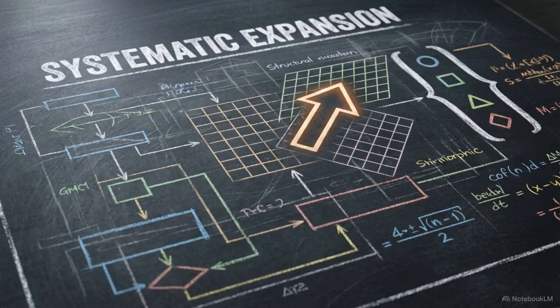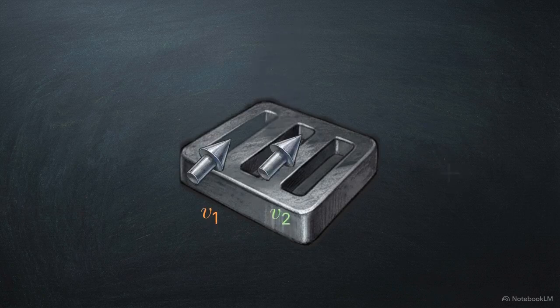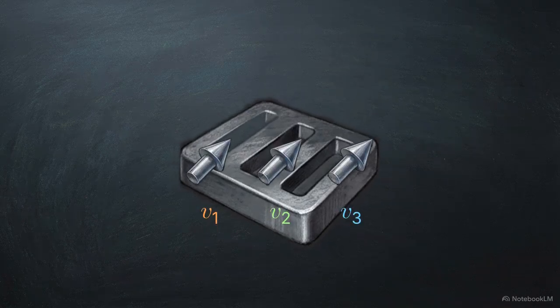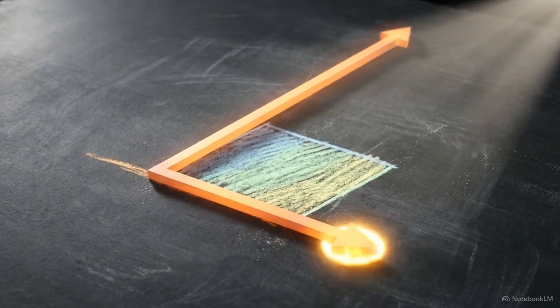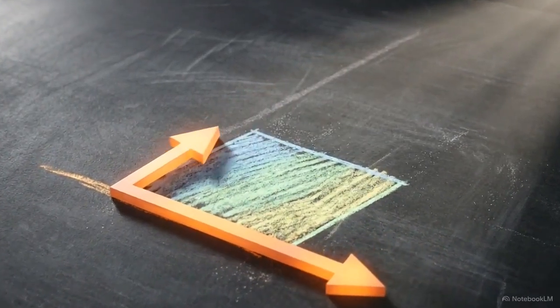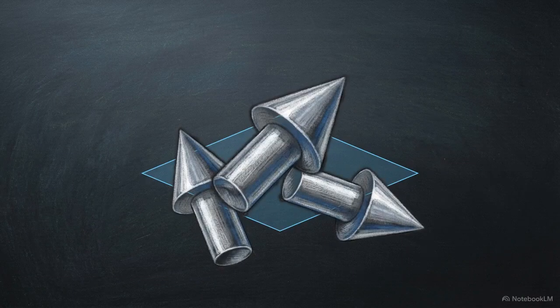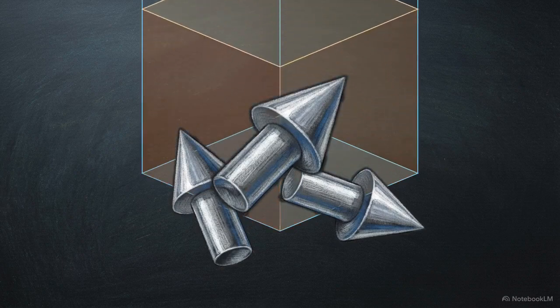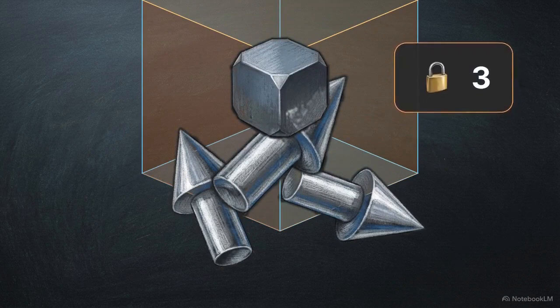We can use Theorem 5 as a practical tool for constructing these spaces. It proves that any linearly independent subset can be systematically extended, vector by vector, until it forms a complete basis. Start with one non-zero vector to span a line. Add a second independent vector not on that line, and you span a plane. Add a third independent vector outside that plane, and you span a three-dimensional volume. You repeat this until you hit the dimension cap limit.